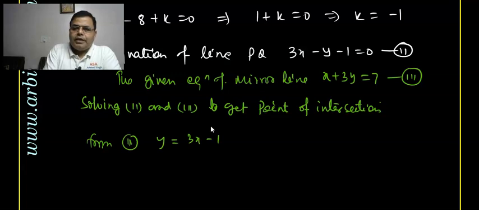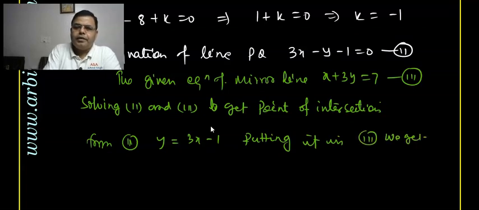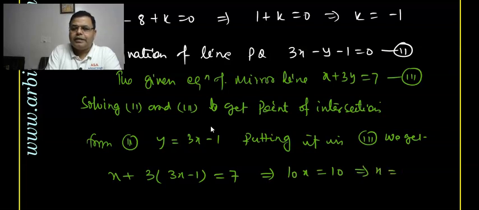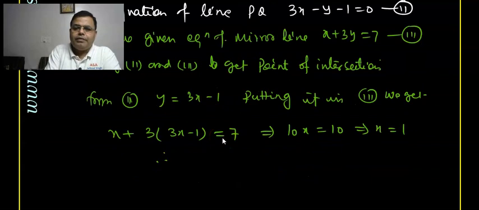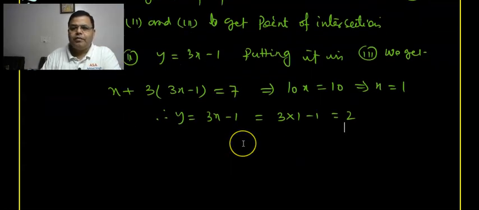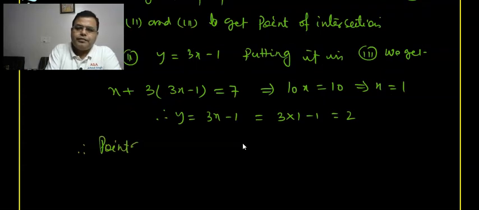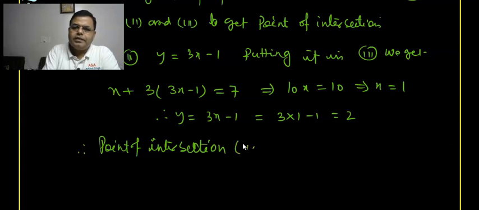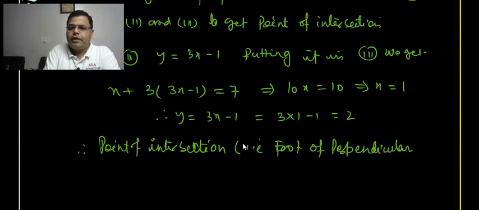y is equal to 3x minus 1, and putting it in the third, we get x plus 3 times 3x minus 1 is equal to 7. That will be 9x plus x, 10x, is equal to 10, and therefore x is equal to 1. And since x is equal to 1, y is equal to 3x minus 1, that is 3 into 1 minus 1, that is 2. So the point of intersection is (1, 2), and that is also called the foot of perpendicular, and the coordinate of Q is (1, 2).